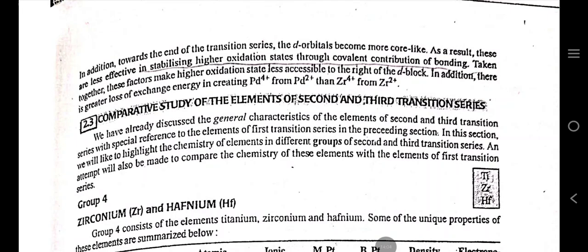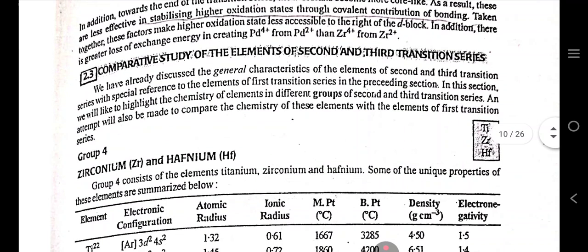In addition, towards the end of the transition series, the d orbitals become more core-like. As a result, these are less effective in stabilizing higher oxidation states through covalent contribution to bonding. Taken together, these factors make higher oxidation states less accessible to the right of the d block. In addition, there is a great loss of exchange energy in creating Pd4+ from Pd2+, and Zr4+ from Zr2+.